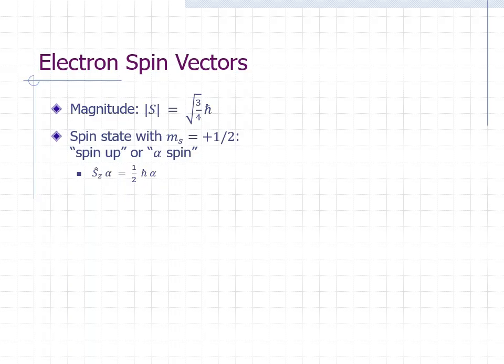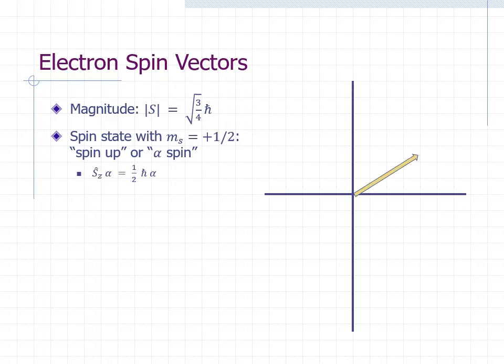Let's visualize this vector. Here is the xy plane. Here is the z-axis. Here is an arrow representing the spin vector. The length of the arrow is the magnitude, square root of 3/4 times h bar. Its projection on the z-axis is 1/2 h bar.